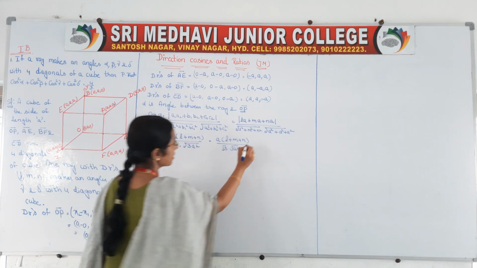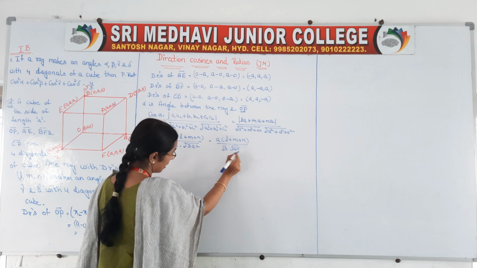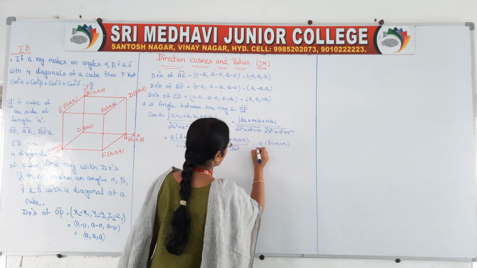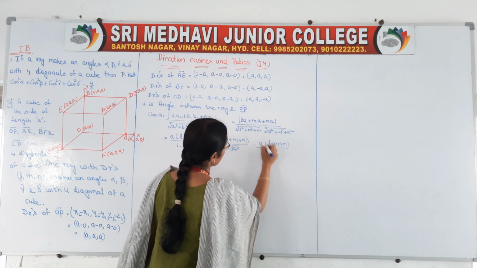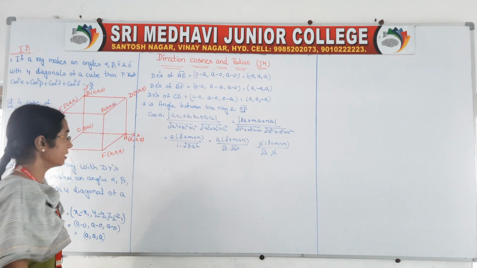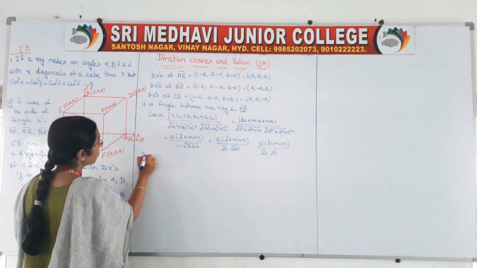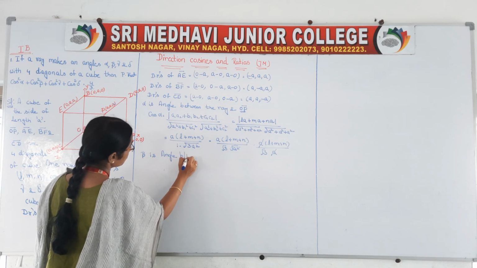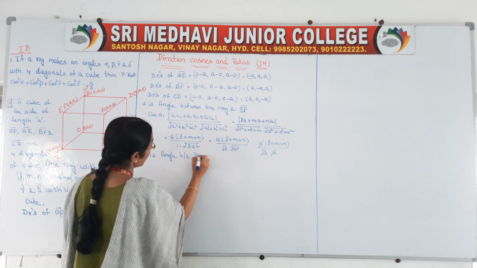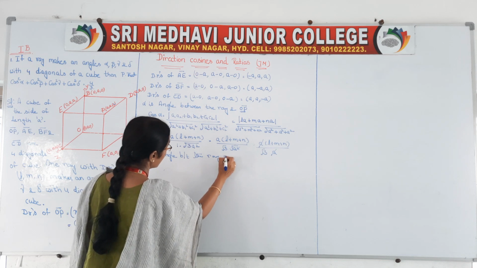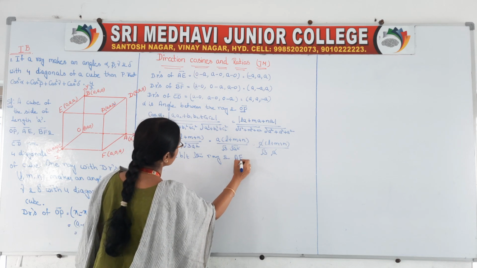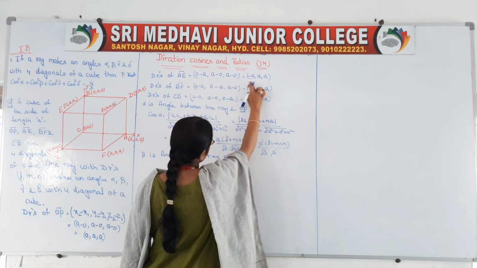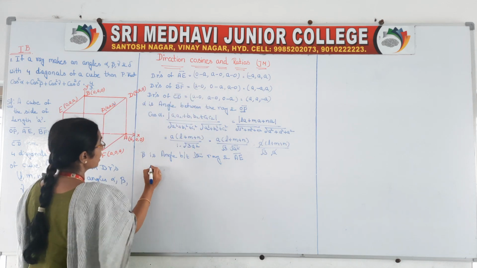Square root cancels, and a will be there. So a into (l plus m plus n) by root 3 into a also cancels. Next, you take beta. Beta is the angle between the ray and the second diagonal. What is that second diagonal? It is AE bar. So what are the direction ratios of AE bar? These are the direction ratios of AE bar.